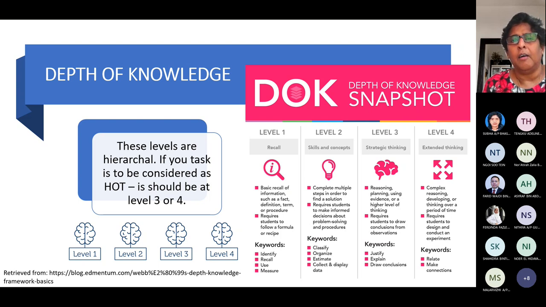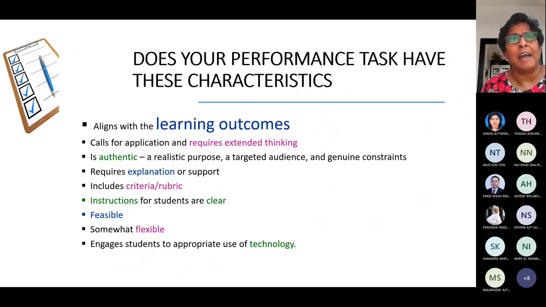We are using the performance task. It means higher order questions. It needs to be aligned with your learning outcomes. I have bolded that and made it bigger. If I could make it blink, it would be better, but I don't know how to do that. This is a very, very important point. It has to align with your learning outcomes, otherwise it becomes useless or redundant. I will show you later in the next slides.